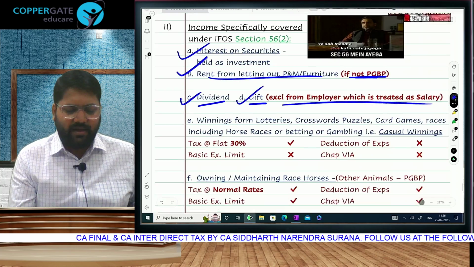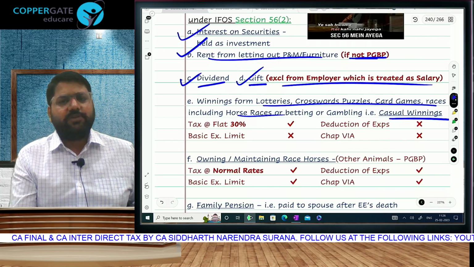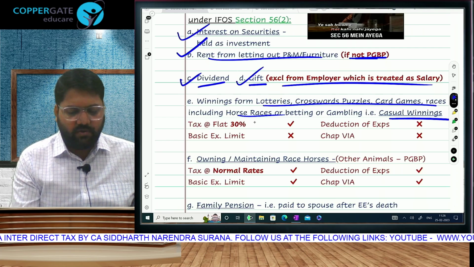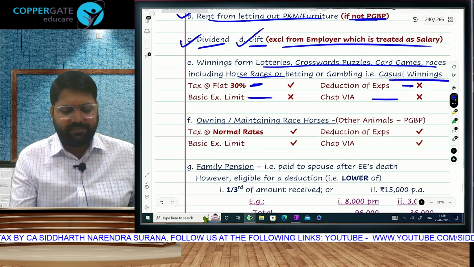All other gifts will come in IFOS. If you have any casual winnings, it will compulsorily be IFOS. Casual winnings will always come under IFOS, even if you make it your main activity. Other things we already know: flat 30%, 115BB, no deduction of expense, no basic exemption, no chapter 6A.